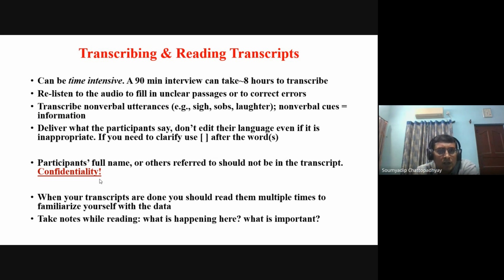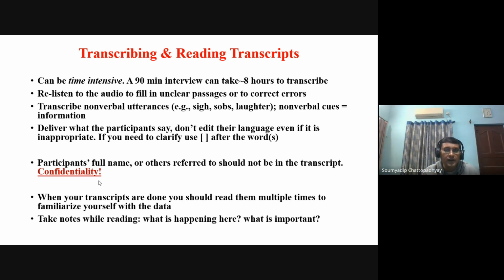After collecting the field notes, you have to analyze those notes. The first thing you need to remember is that this can be really time intensive, because it is generally said that a 90-minute interview which you have conducted may take approximately 8 hours to transcribe. So what approach should you follow? You have to re-listen to the audio to fill in unclear passages or to correct errors. You have to transcribe the non-verbal utterances. You have to deliver what the participants say, and be careful not to edit their language, even if it is inappropriate.